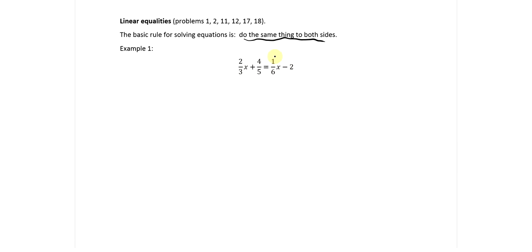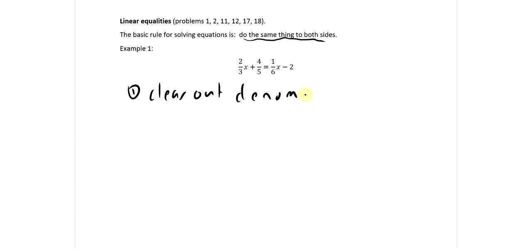So I've got this equation. How can I solve this for x? The goal is to isolate x. We want to get x all by itself. The first thing we want to do here, step 1, is clear out the denominators. I don't like fractions, and I want to get rid of them.